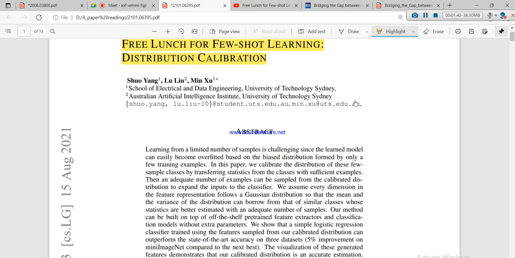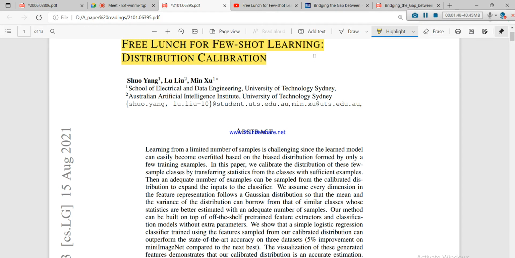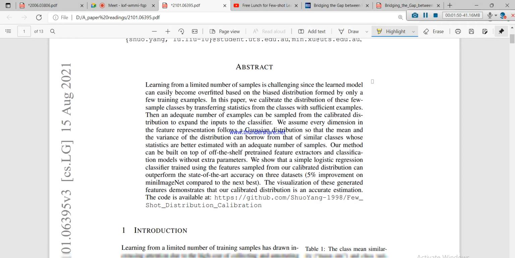So this paper was Free Lunch for Few-Shot Learning: Distribution Calibration, and in it they assumed that every dimension of the feature representation follows a Gaussian distribution, so that the mean and the variance of the distribution can be borrowed from similar classes whose statistics are estimated from an adequate number of samples.